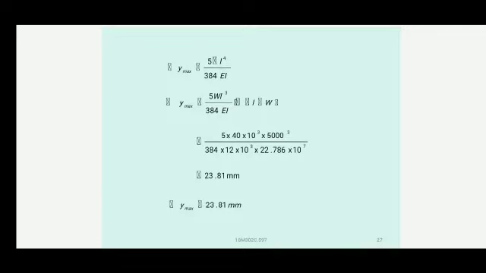Now Y maxima is equal to 5 small w L to the power of 4 by 384 EI, that is Y maximum is equal to 5 WL cube by 384 EI, where small w into L is equal to capital W. You can substitute the values, that is 5 into 40 into 10 cube into 5000 cube by 384 into 12 into 10 power 3 into 22.786 into 10 to the power of 7. So Y maximum is equal to 23.81 mm.